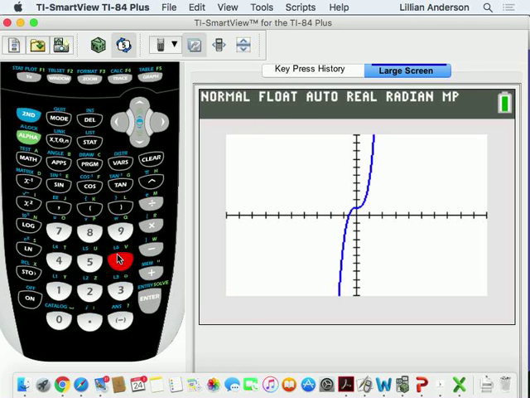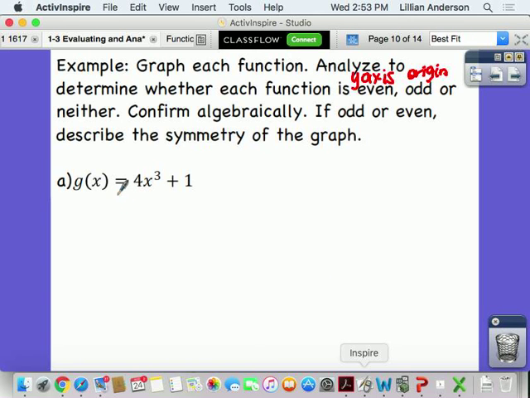All right. Now, does this have y-axis symmetry? If I were to fold it at the y-axis, would this part lay on top of this part? No. Now, does it have origin symmetry? If a graph doesn't go through the origin, there's no way to have origin symmetry. So this is actually one of those neither situations. So the answer for this one is neither.